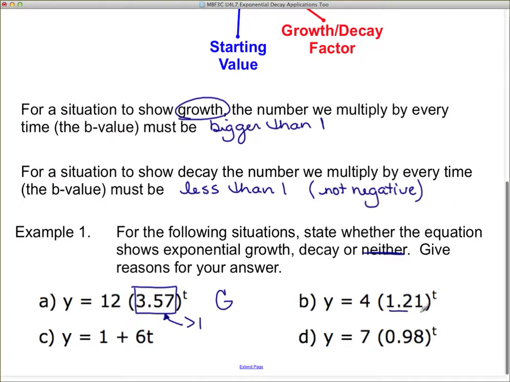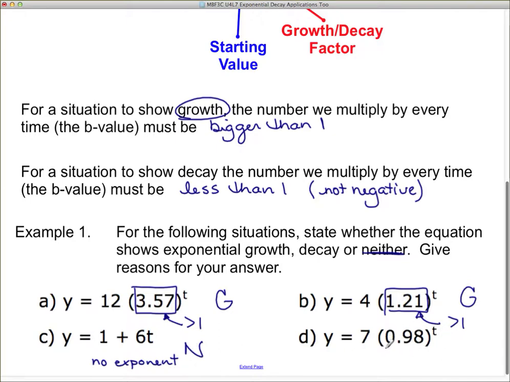This one over here, same thing. This number here is bigger than 1. So this must be a growth situation. Now when we get over to here, there is no exponent. None whatsoever. This is a neither situation because there is no exponent. You can't have an exponential without an exponent. It's in the name.